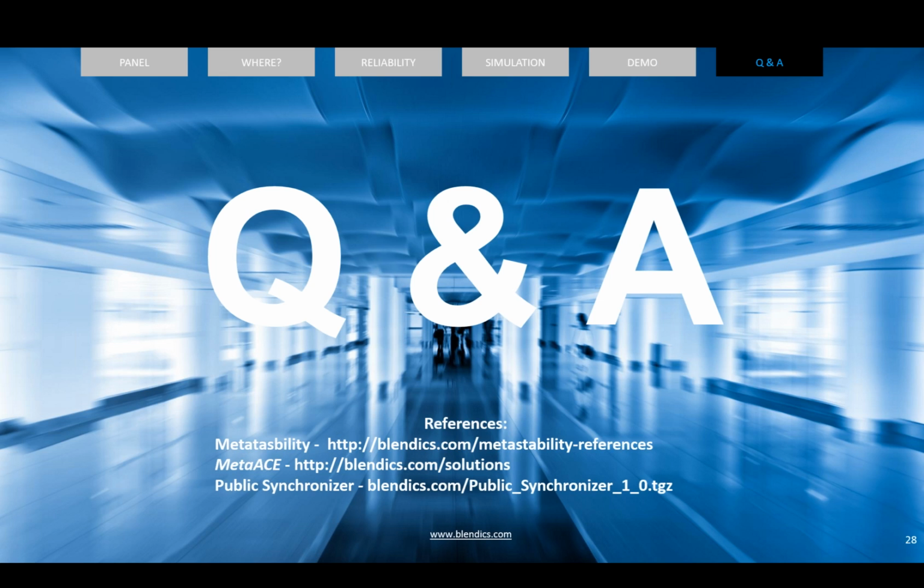Okay, I've got another question. Can MetaACE be used on circuits other than synchronizers which display metastability? I think I can answer that one, and the answer is yes. For example, for arbiters, MetaACE works just fine as long as you have the ingredients that Dave just mentioned.